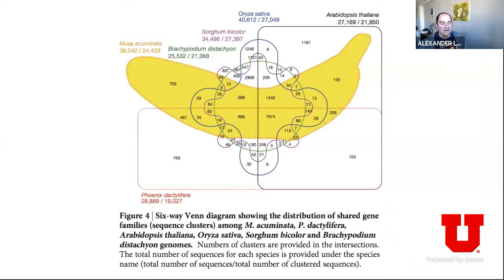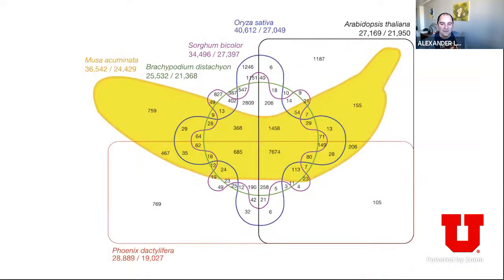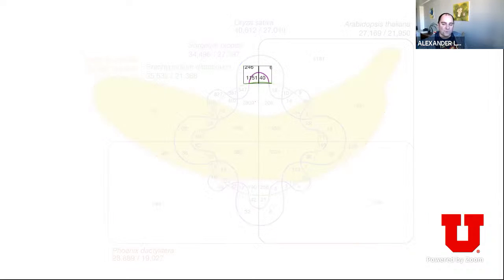And so this was in a scientific paper published in Nature about the banana genome, hence the banana shape in the background. It's supposed to show you how many genes are shared between the banana and these other 5 different plant species. But it's a terrible visualization. You have this tiny segment up here, for example, representing 1,151 shared genes. And then right next to it, there's a segment with only 40 genes.